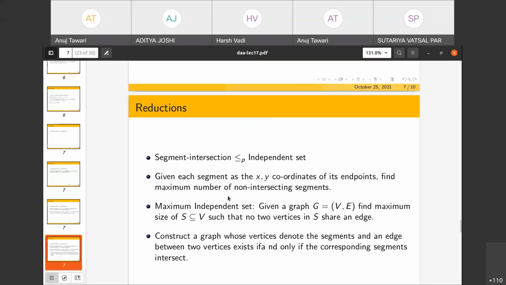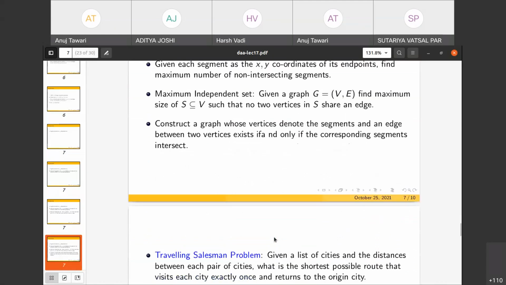Yeah, so this is a good reduction to know, but this is a bad way to solve this problem. Because maximum independent set is a very hard problem in general, and segment intersection you can solve in polynomial time using dynamic programming. So it is a good exercise. Try to apply dynamic programming to solve this segment intersection problem. Yeah, let's see some more reductions.